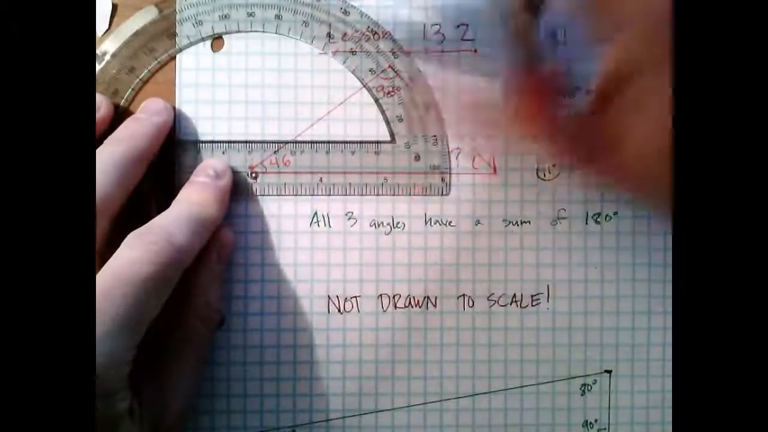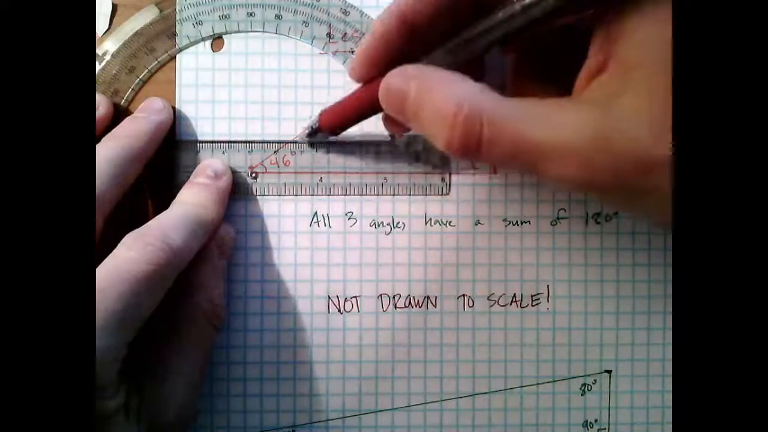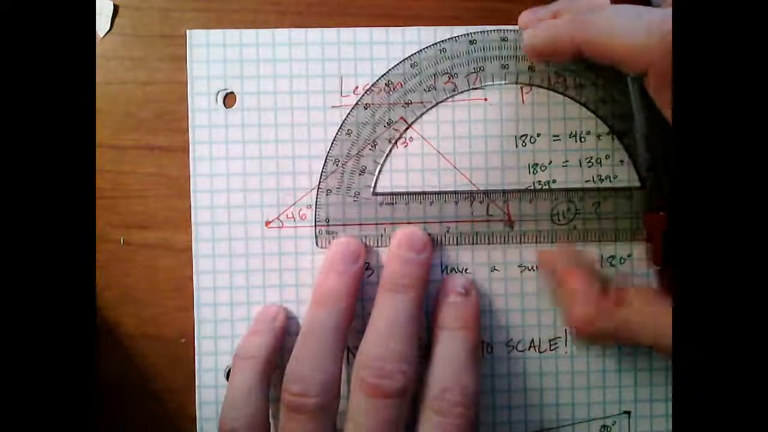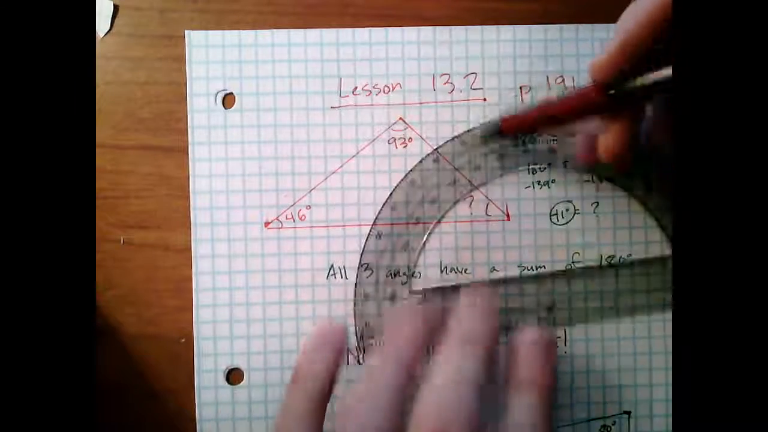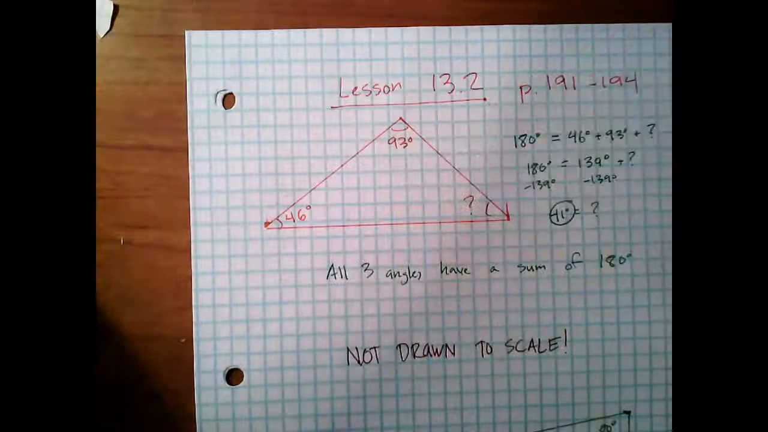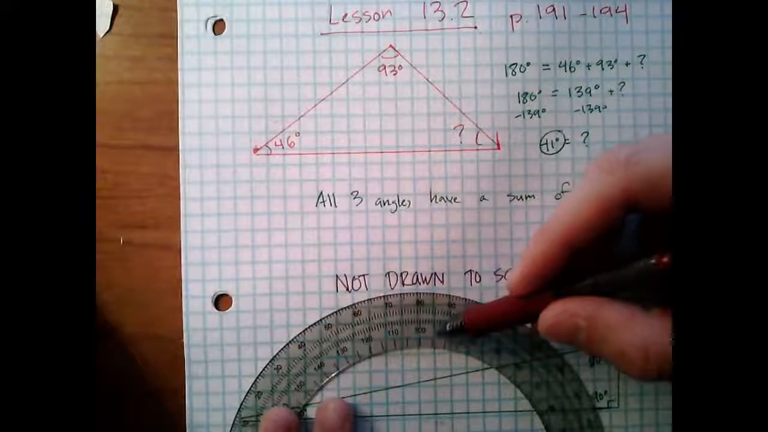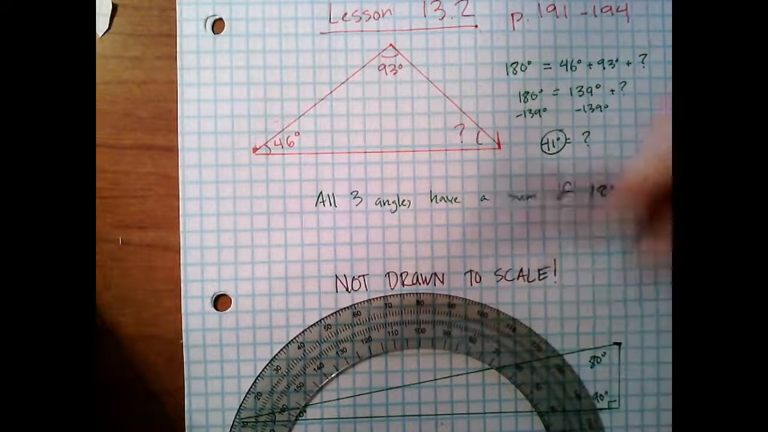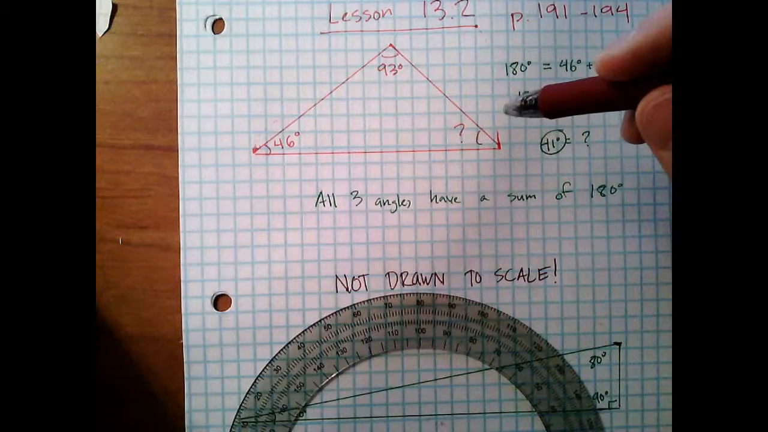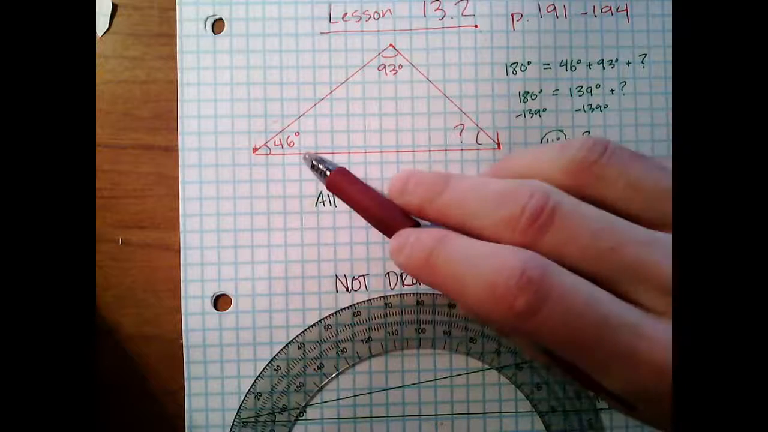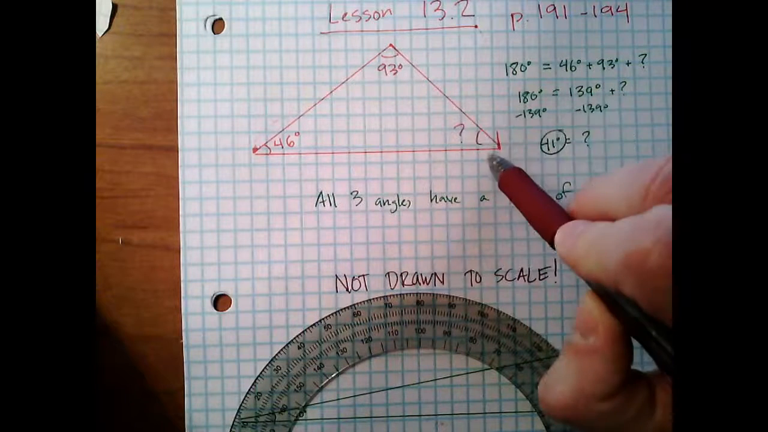But if I used a protractor to measure this, I would see that this is actually a little bit less than 40 degrees. So if I tried to do a little shortcut and just use a protractor instead of doing the math to figure this out, I would get an incorrect answer for this angle. So if it says not drawn to scale, what that means is if you use a protractor to try to find your answer, you're going to get the wrong answer. So when it says not drawn to scale, you have to use the math. 180 minus 46 minus 93 is the question mark.